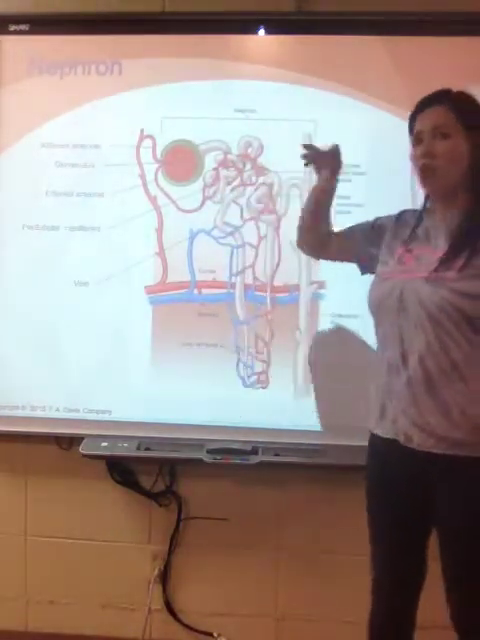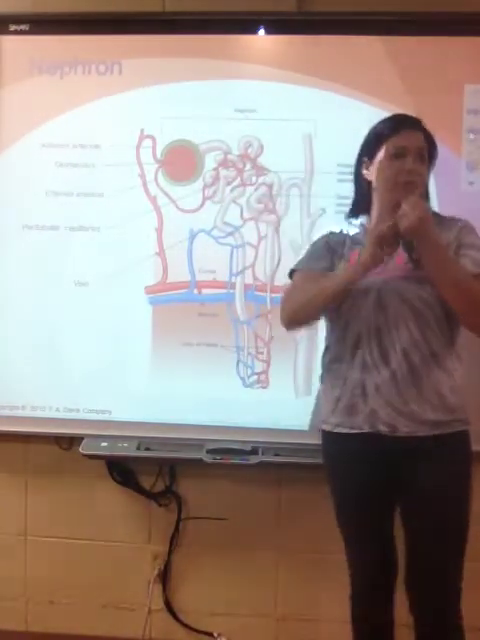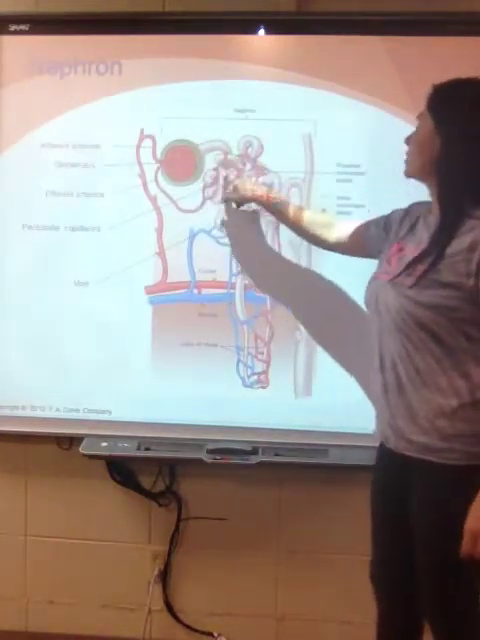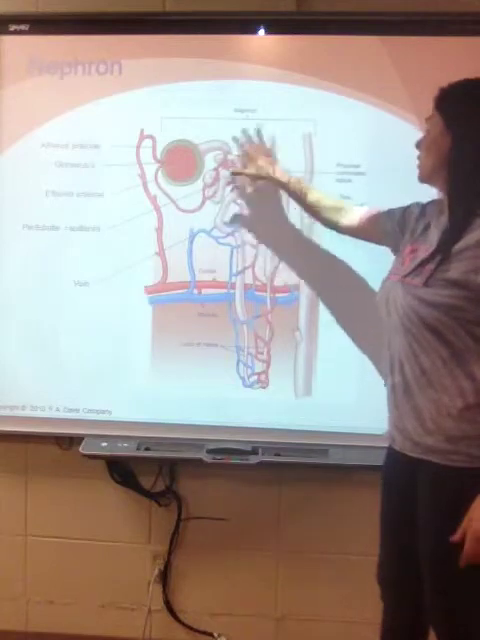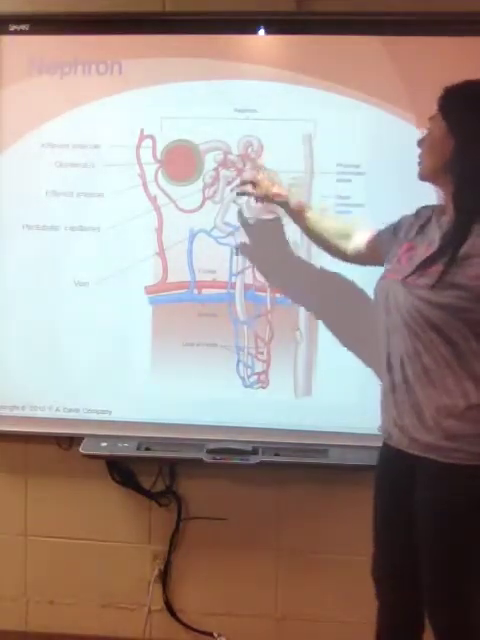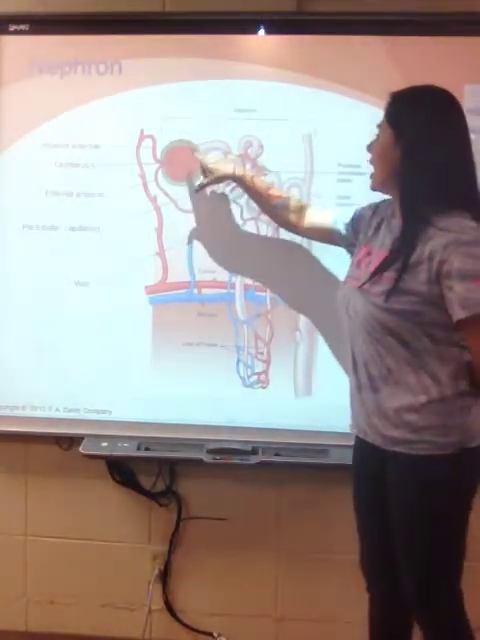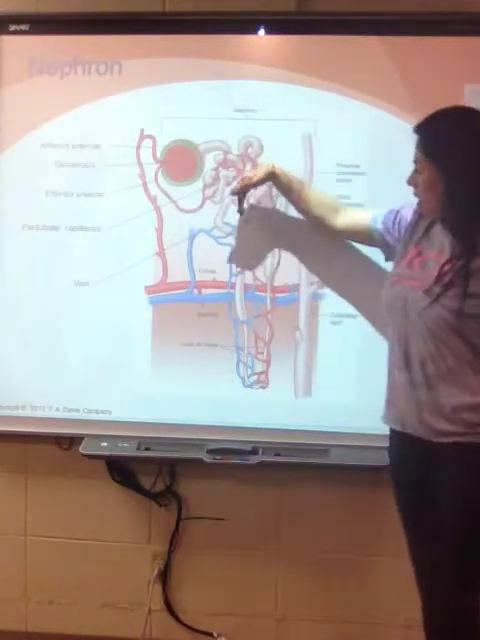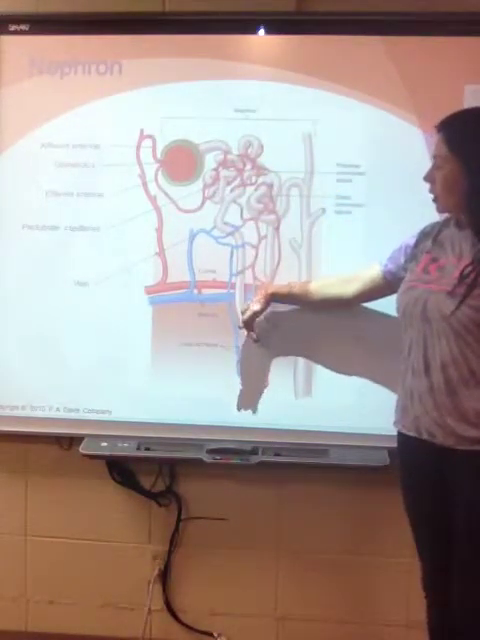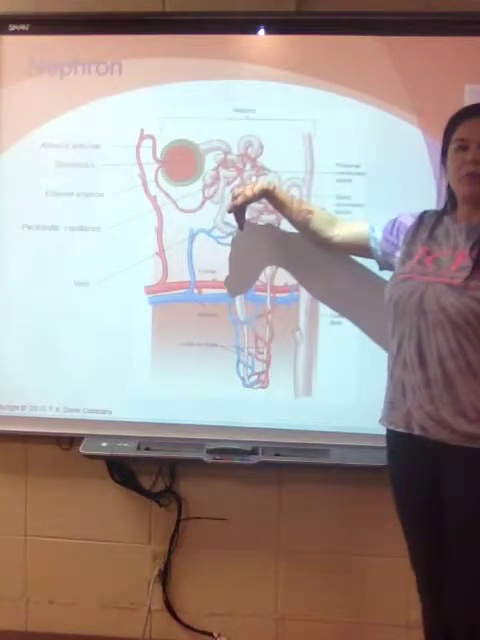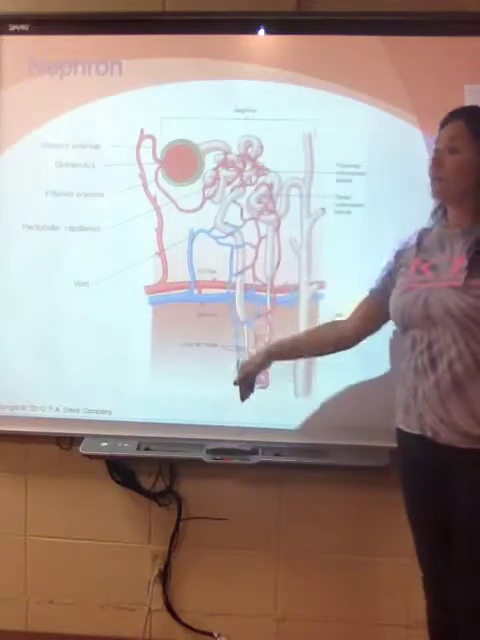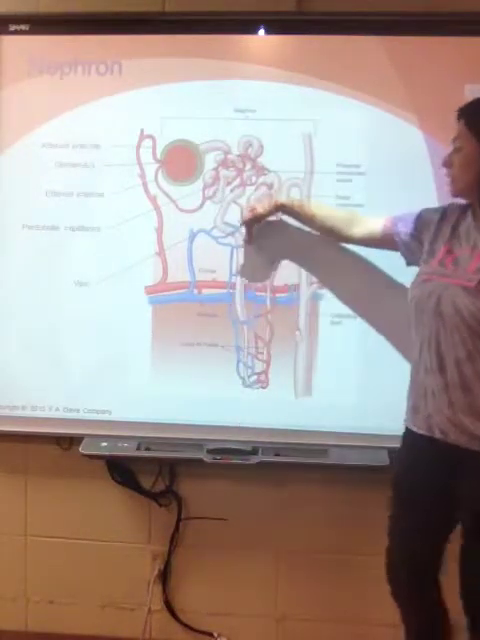Convoluted means it's all twisty-turny, bended up. So a proximal convoluted tubule is this tube. We'll go Bowman capsule into proximal convoluted tubule, and then we go straight down, and just like when we were talking about our colon, when it goes down, it was descending. Well, this is the same thing.